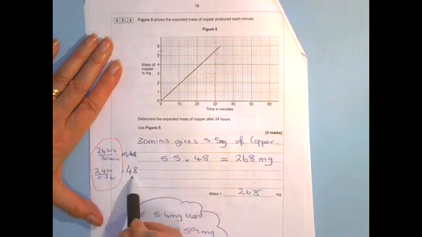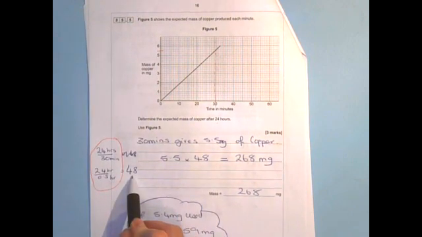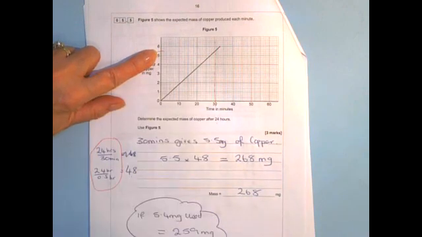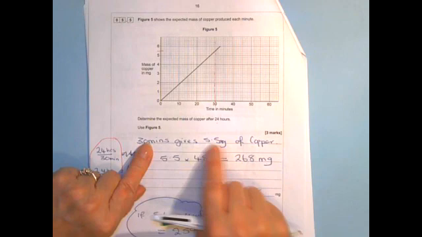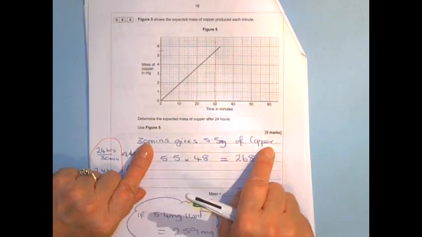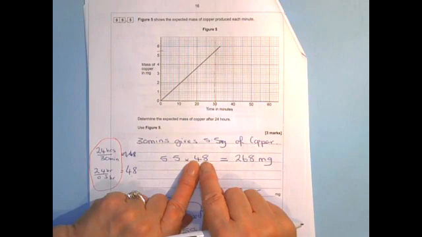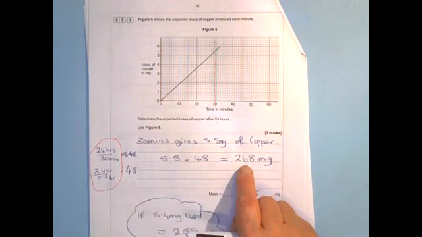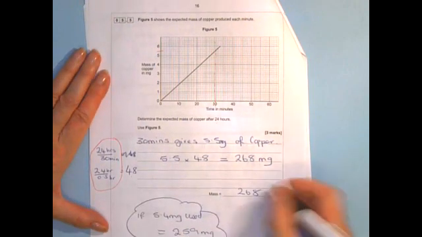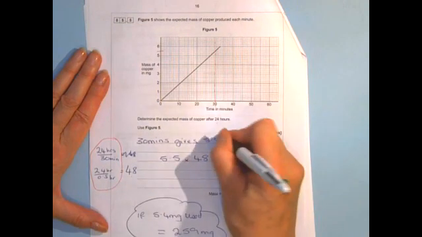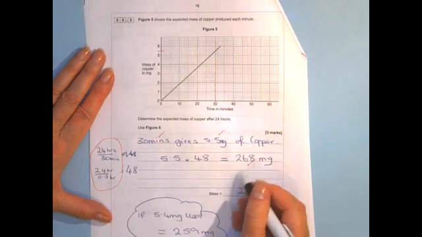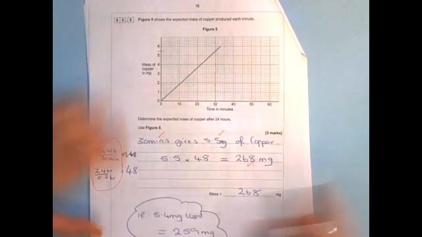So that's what I did here. There's 48 half hours in 24 hours. And so how much material did I produce after 30 minutes? I read it off here, and I thought it was about 5.5. So I've said 30 minutes gives 5.5 milligrams of copper. 48 lots of half an hour is 24 hours. So 48 times 5.5 gives me 268 milligrams. So that's my answer. Because I read 5.5, it's within tolerance. It was 30 minutes and I got 268. So that was my 3 marks.